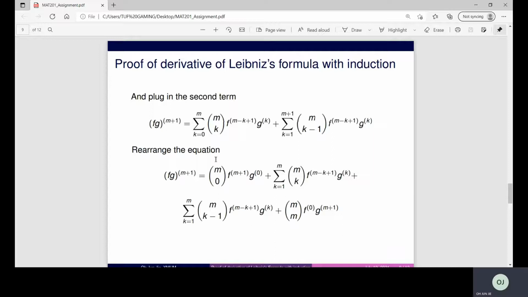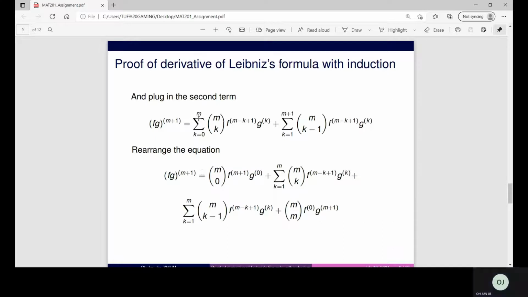And then the sigma bottom will be changed to k equals 1, and the sigma above will be changed to m plus 1. Now we can rearrange the equation already.